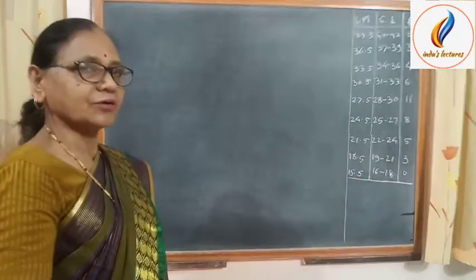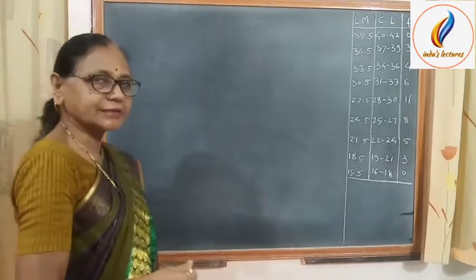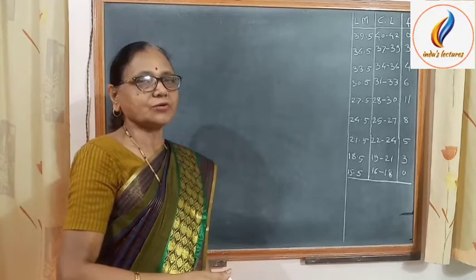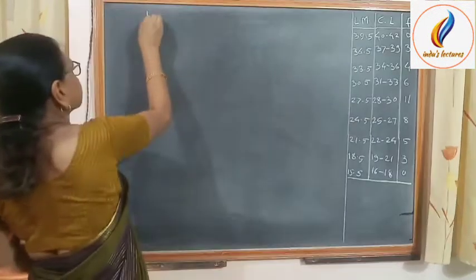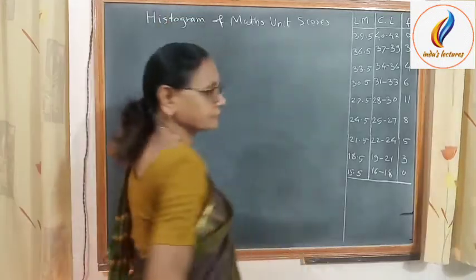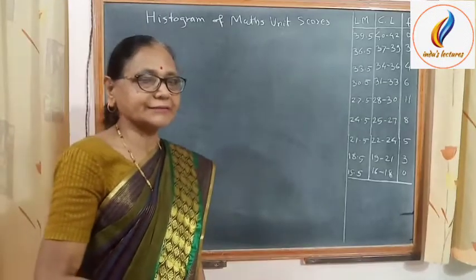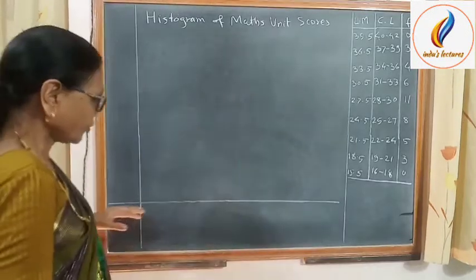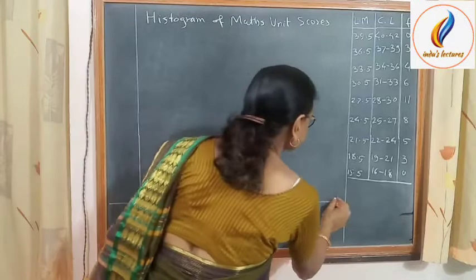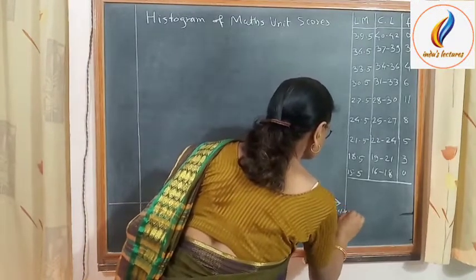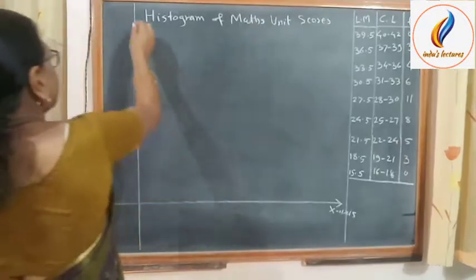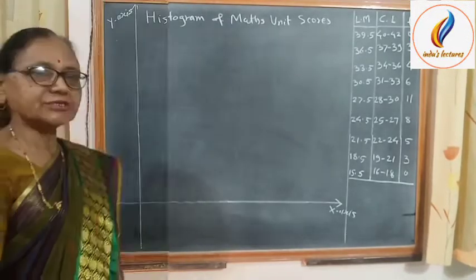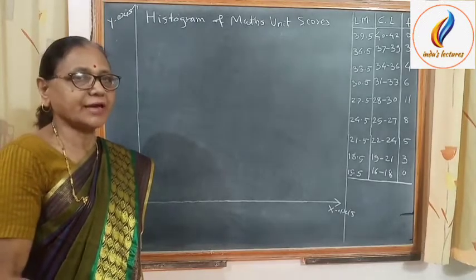Decide the title of the graph. So we will decide the title as histogram of mathematics unit test scores. Now draw the coordinate axes on the plane. The horizontal axis is the x-axis, the vertical axis is the y-axis, and mark the measurement units along the axes.